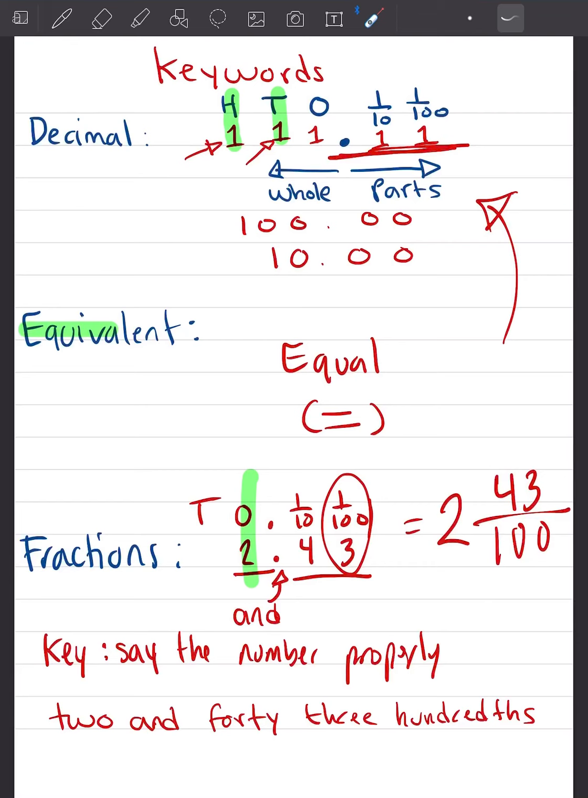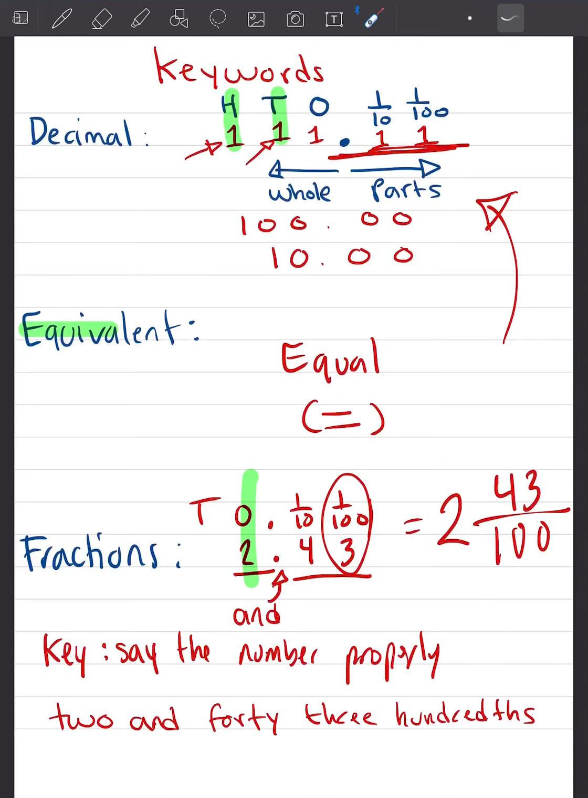And we can do it vice versa, guys. We can do it the other way around. They can give you a fraction. For example, they could have given you 2 and 43 hundredths and told you to turn it into a decimal. And it's the same thing. Can you say it? If you can say it, you can turn it into a decimal, guys.